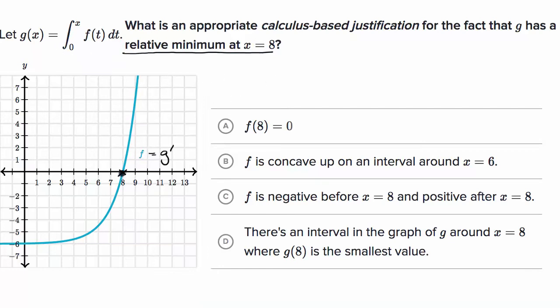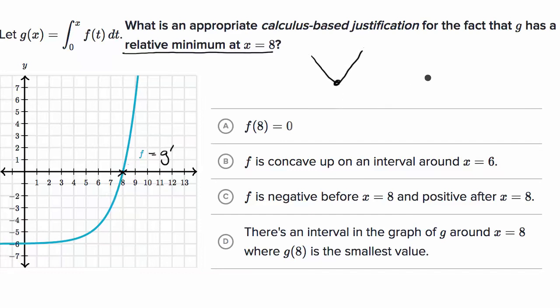But that alone does not tell us we have a relative minimum point. In order to have a relative minimum point, our derivative has to cross from being negative to positive. Why is that valuable? Because think about it. If your derivative goes from being negative to positive, that means your original function goes from decreasing to increasing, and so you would have a relative minimum point.